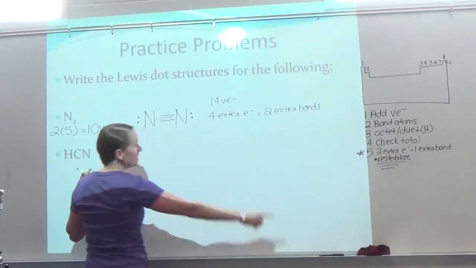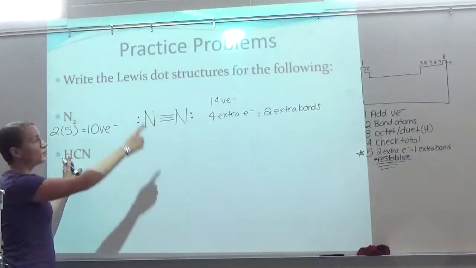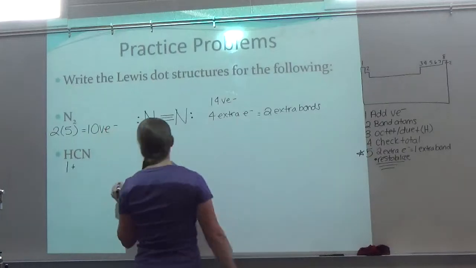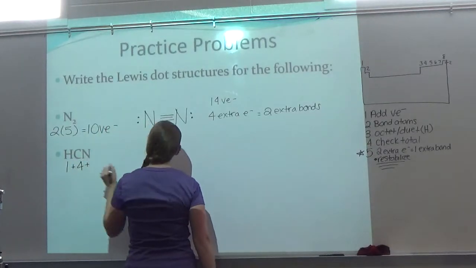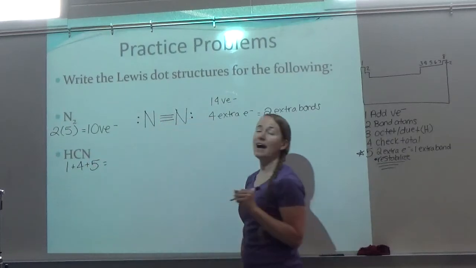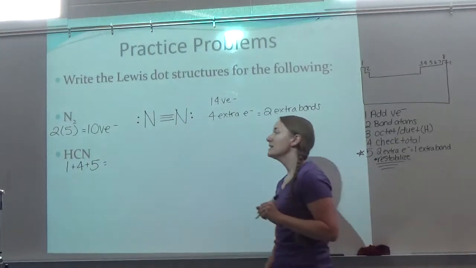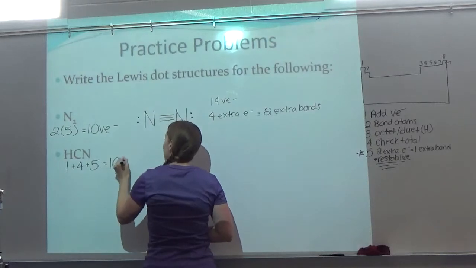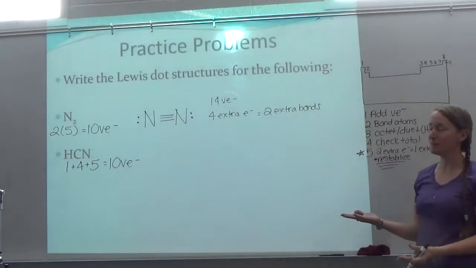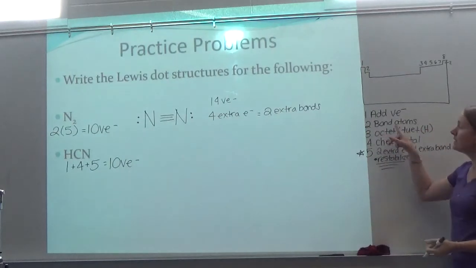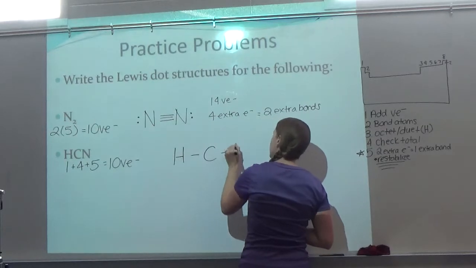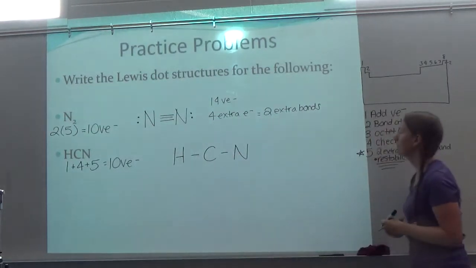All right, so the first step is add our valence electrons. Hydrogen is in group 1, so it has 1 valence electron. Carbon is in group 14, so it has 4 valence electrons, and nitrogen is in group 15, so it has 5 valence electrons. So your total should be 10 valence electrons. And again, if that's the only part you're getting right now, that's still something. I gave you the hint of how they're bonded. It's going to be bonded H, C, N, just like that.